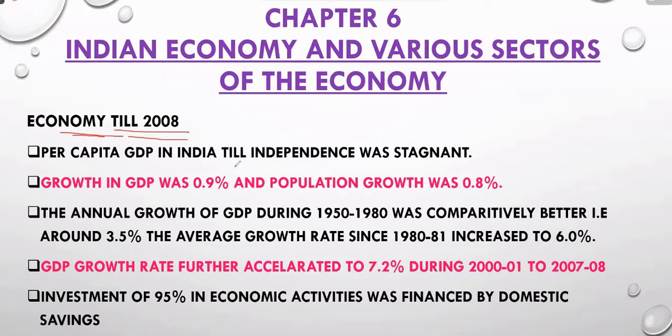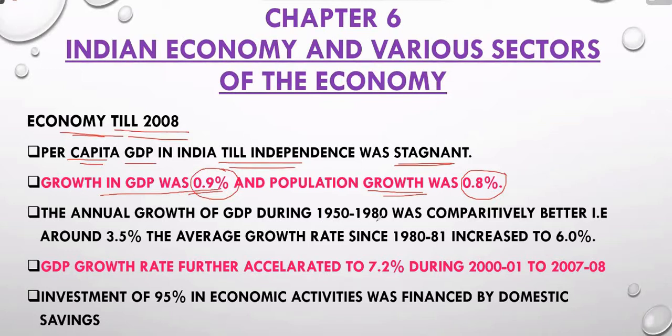See, till independence, the GDP and per capita income were actually stagnant. There were no very frequent fluctuations or changes in the GDP. So till independence, our per capita income and GDP were stagnant. There was no such movement. But after that, there was growth in GDP of 0.9%, and population growth was 0.8%. It was not even 1%. But there was huge development seen after independence.